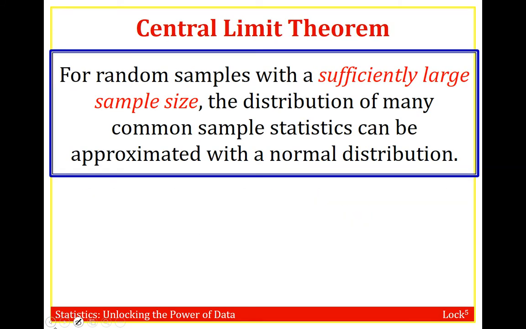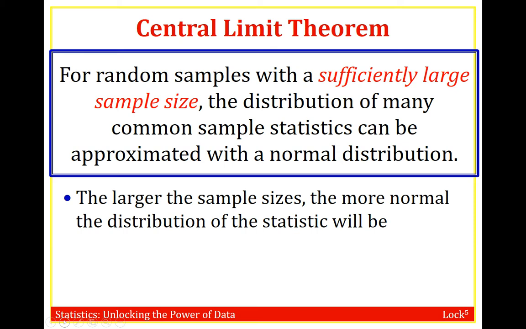Ooh, backed it up a little bit. So we have a new thing for you here. It's called the central limit theorem. The central limit theorem says for a random sample with sufficiently large sample size, and we'll discuss sufficiently large pretty soon, the distribution of many common sample statistics can be approximated with a normal distribution. So if we have a sample size which is large enough, and we make many copies of that data, we should have a smooth, normalized curve. It says the larger the sample size, the more normal the distribution of the statistic.